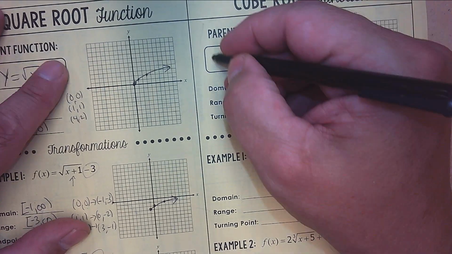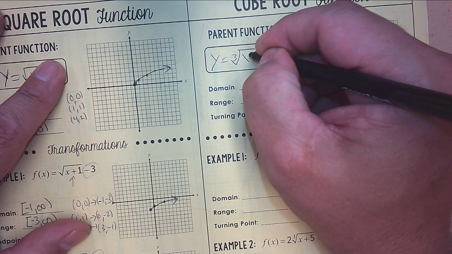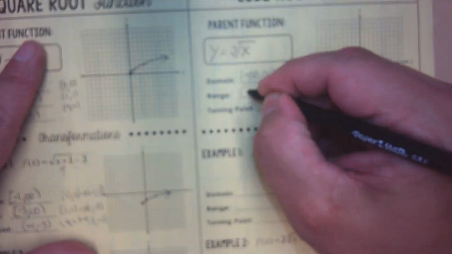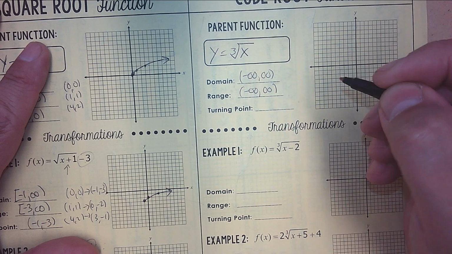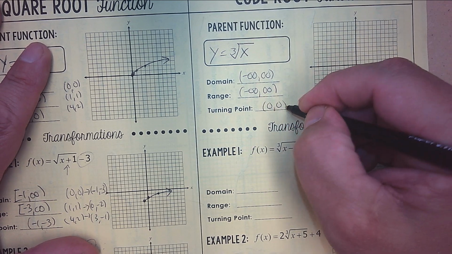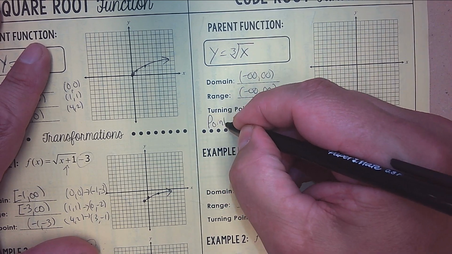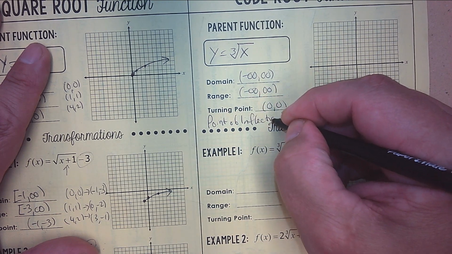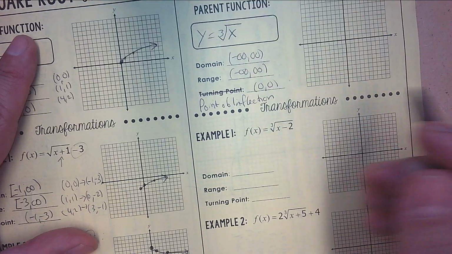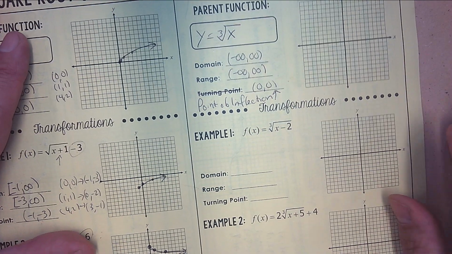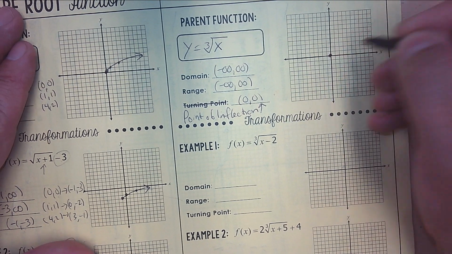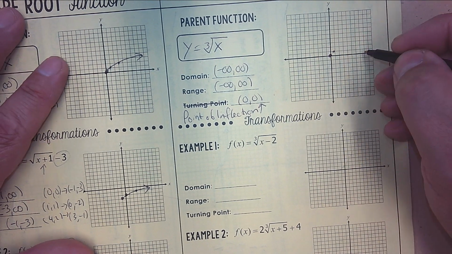All right, let's compare that to a cube root function. The domain and range of a cube root is all real numbers, different than a square root. And 0, 0 isn't a turning point as much as it's called a point of inflection. So we'll just call that a point of inflection because that's the right math word to use. That's when the concavity changes. So we have points 0, 0, 1, 1, and 8, 2.